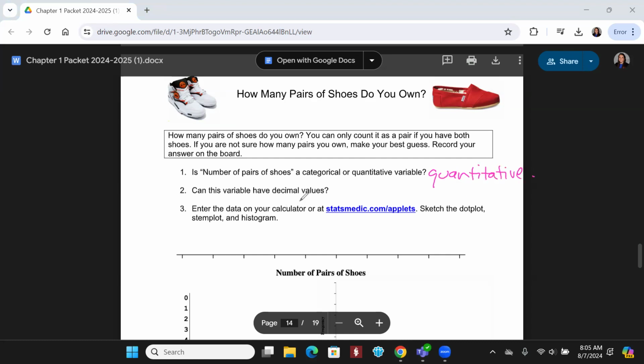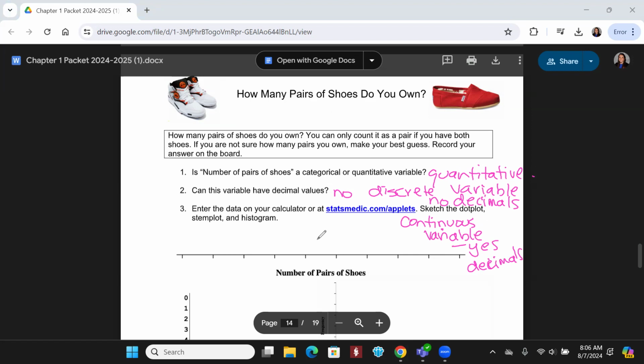Can this variable have decimal values? No. If you've got half a shoe, you need to go shopping. So this is called a discrete variable, where there are no decimals. A continuous variable has decimals. Discrete variable, no decimals.